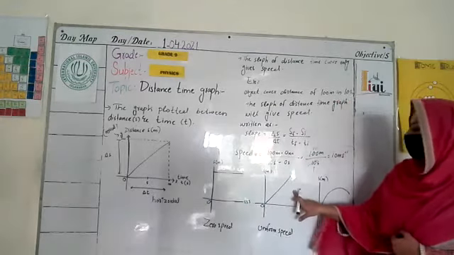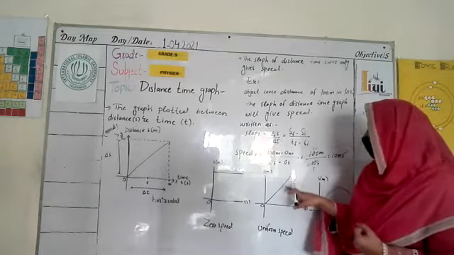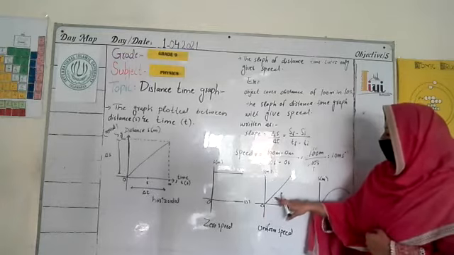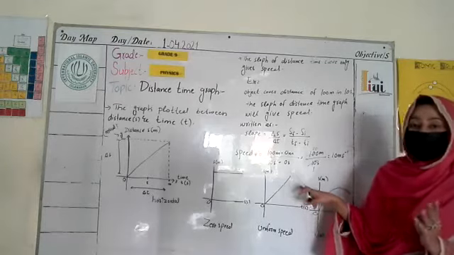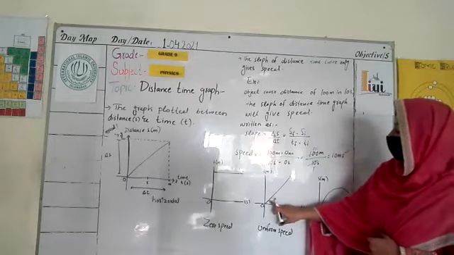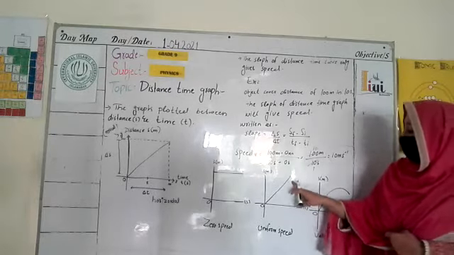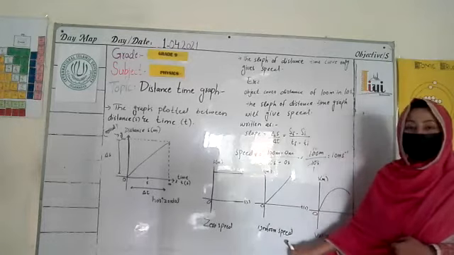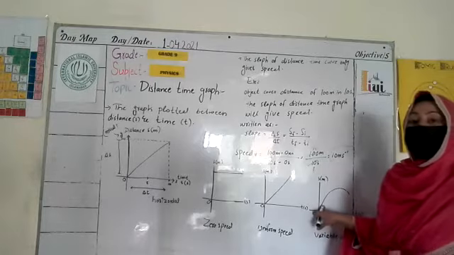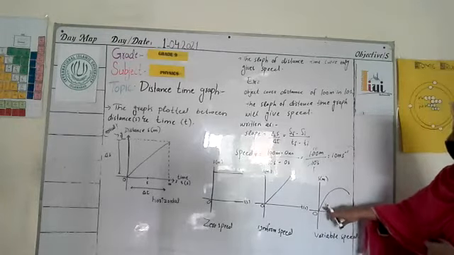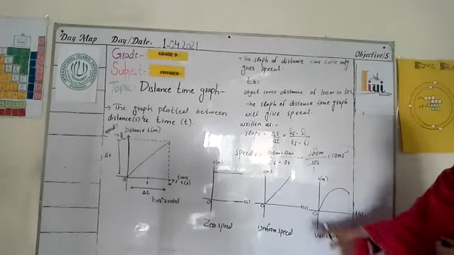If we look at the second one, it is based on a slope. It means the body has a uniform speed, changing its distance by linear motion, and the slope shows that the speed of that object is uniform. If you look at the third one, it shows variable speed. Its slope keeps changing, therefore we call it the variable speed of that object.